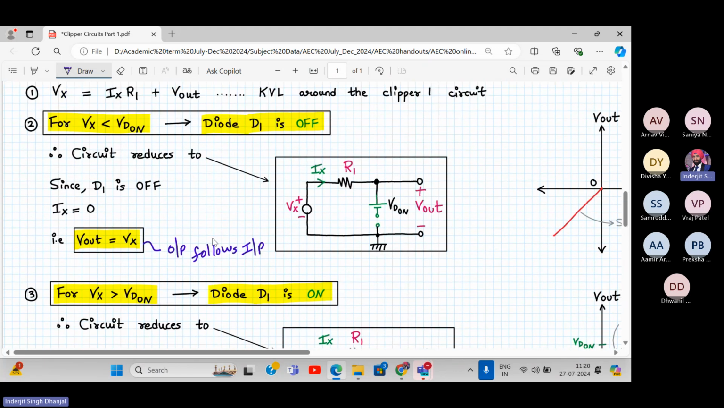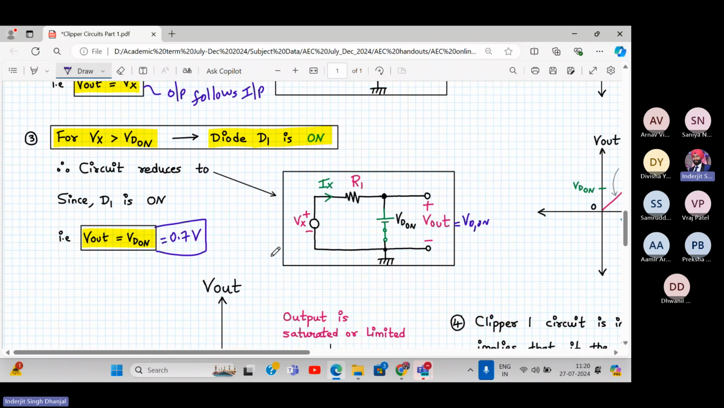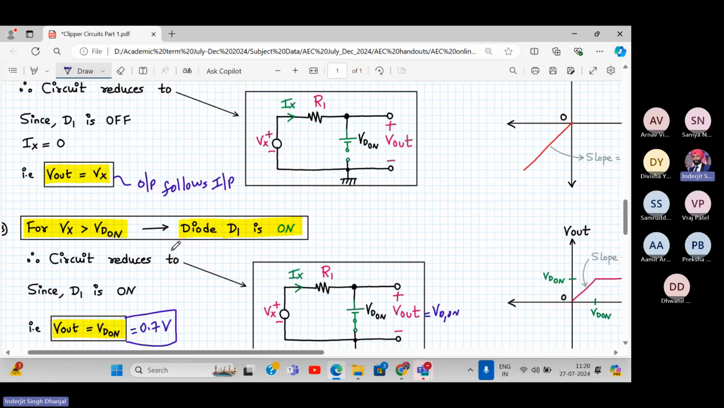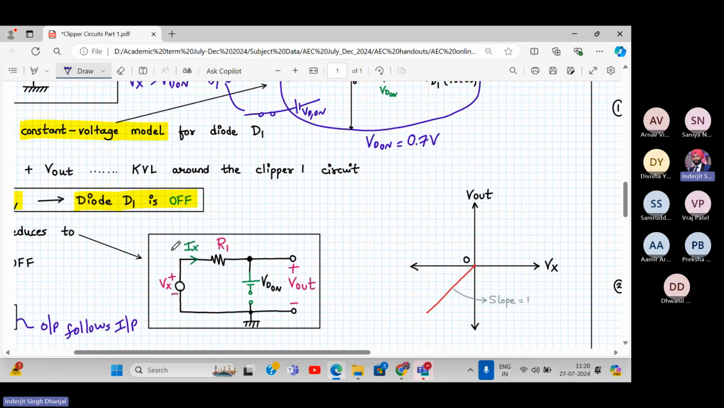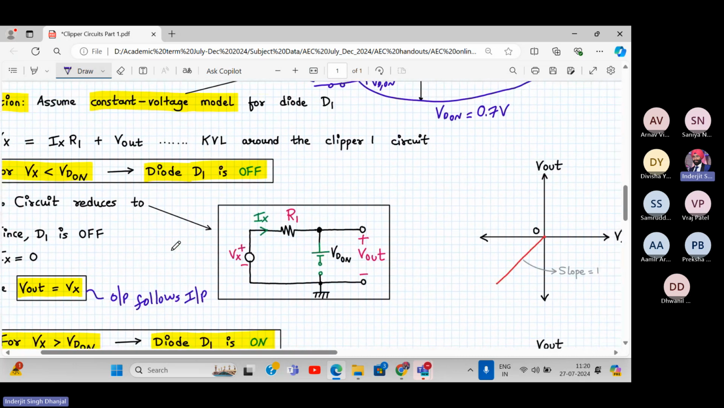So for any voltages Vx less than Vd on, output is equal to input. That is, output follows the input. And for any input voltages greater than Vd on, the diode D1 is on, so output is equal to Vd on. Everyone understood this? Yeah. So let's plot the VTC curve.